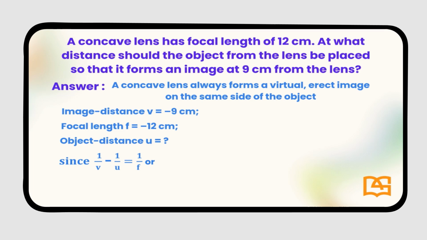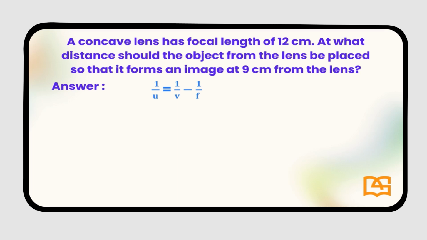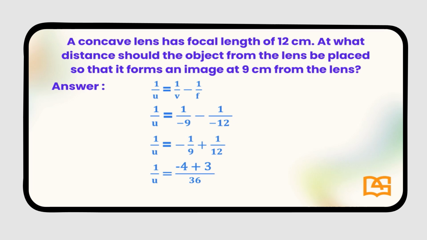Since 1 by v minus 1 by u is equal to 1 by f, or 1 by u is equal to 1 by v minus 1 by f, which gives 1 by u is equal to 1 by minus 9 minus of 1 by minus 12. 1 by u is equal to minus 1 by 9 plus 1 by 12, which gives 1 by u is equal to minus 4 plus 3 divided by 36, which is equal to minus 1 by 36. So, we get u is equal to minus 36.